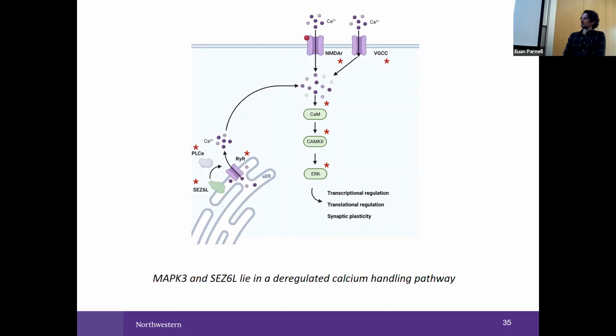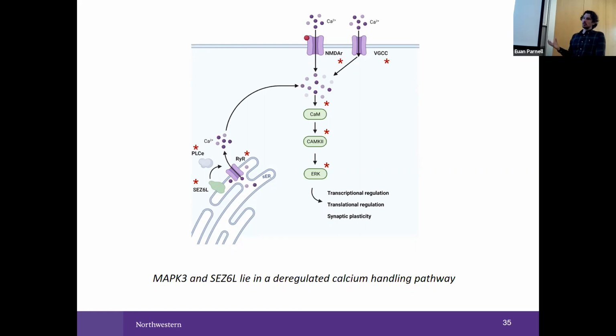In terms of MAPK3 and SEZ6L, these are two other genes in the 16p duplication, and they lie in this really interesting calcium handling pathway. And so we have NMDA receptors and voltage-gated calcium channels, which in response to depolarization cause influx of calcium, which can activate calmodulin, CaM kinase 2, and then MAPK3. And MAPK3 has a role in synaptic plasticity by altering transcriptional and translational regulation.